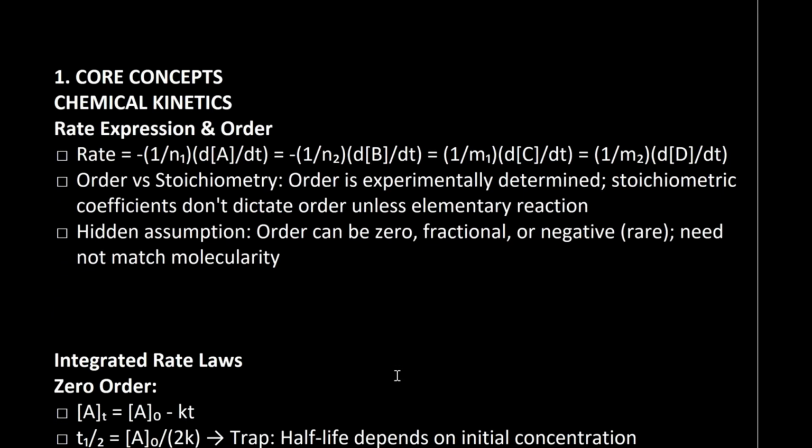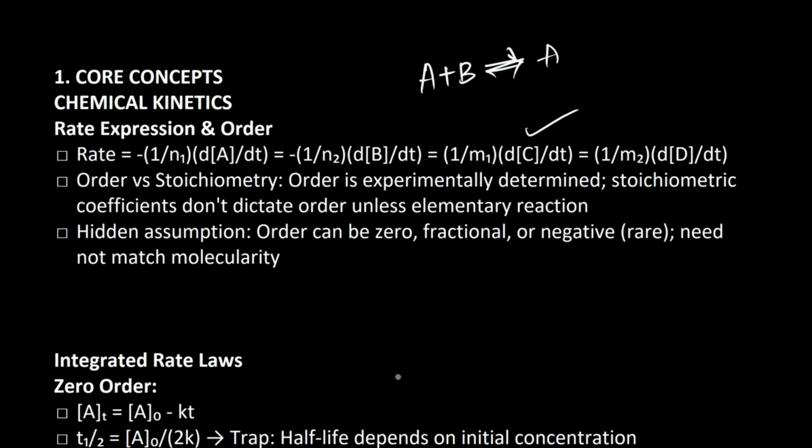Then we are moving on to kinetics. In kinetics, we have this very important first equation. The rate is equal to minus 1 by n1 into dA by dt, that will be equal to minus 1 by n2 dB by dt for the decreasing amount of the reactant. So this is for the reaction A plus B forms C plus D. Okay, so that type of reaction.